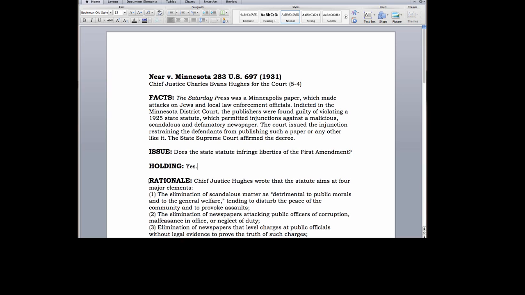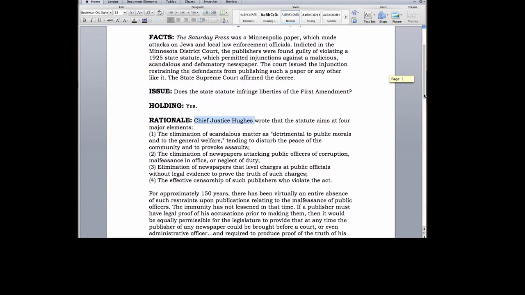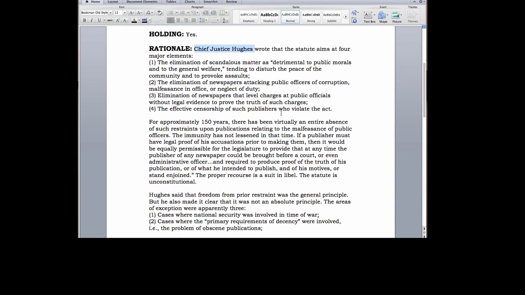Now you get into the rationale from the majority opinion that Chief Justice Hughes wrote. And here, please reintroduce the author of the opinion. Now, this one was not an easy one, but there are some that are much more complicated. So what he did is he established what exactly the court had to determine. Was it disturbing the peace? Was it attacking public officers of corruption?